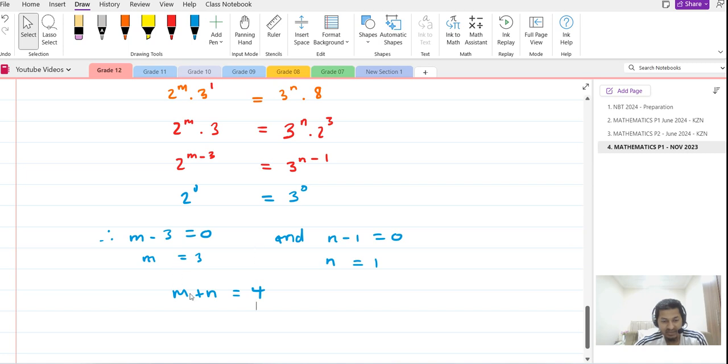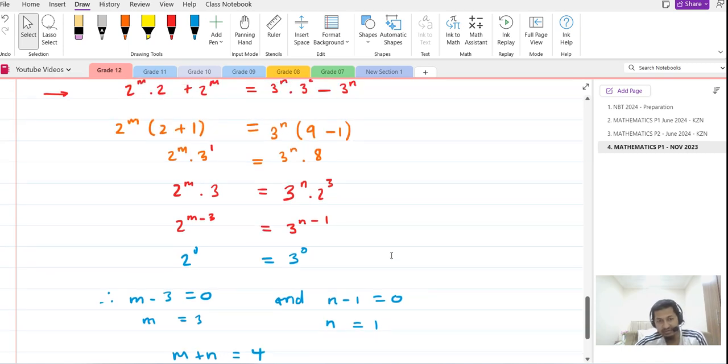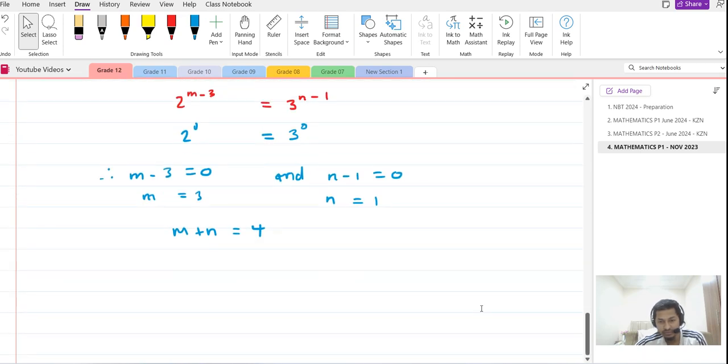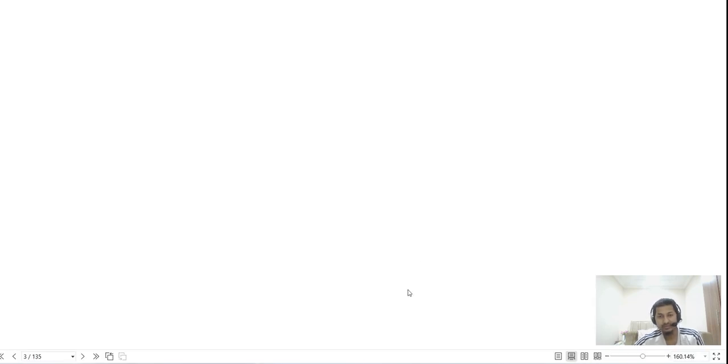Determine the value of m plus n. Yeah, so that's what I have. M plus n is equal to 4. If you have a different method, please don't forget to comment. Right? Let's move on to the next question.